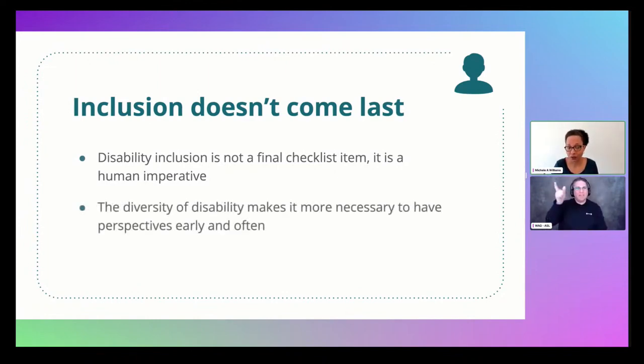So also, the diversity of disability makes it necessary to have perspectives early and often. It is very difficult to account for all of the different ways that varying abilities have an impact on technology usage, mental models, understanding, without including those perspectives early and often and iteratively.